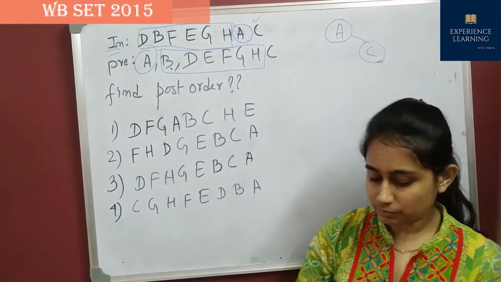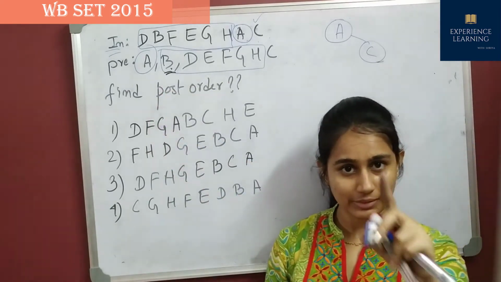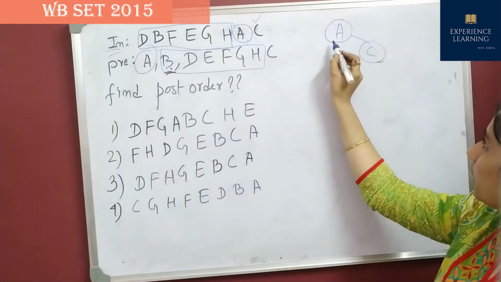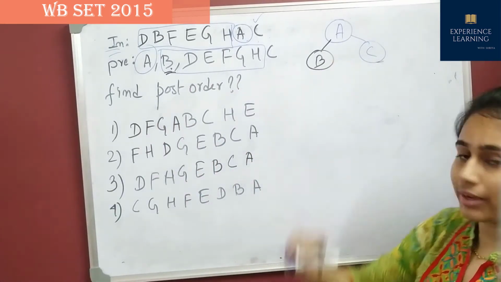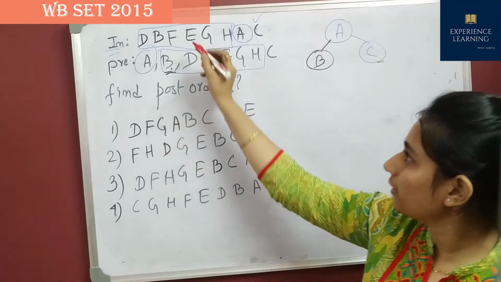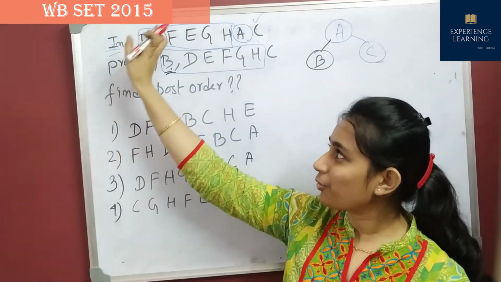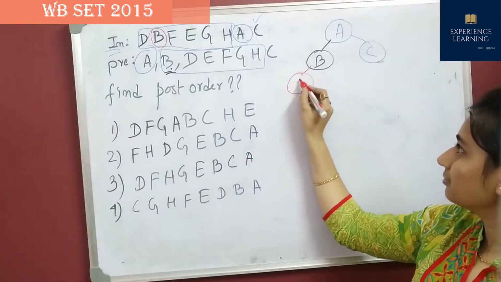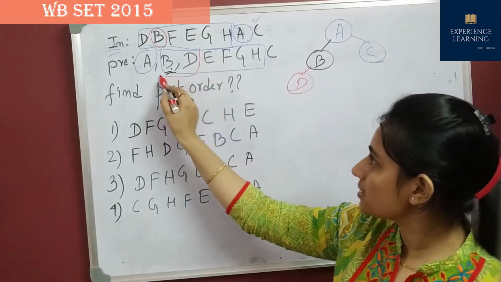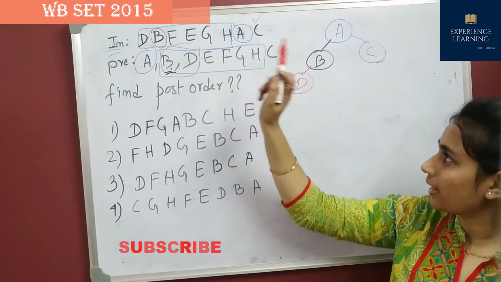Now B is the first one. That means in this subtree B will be the node. Here I am writing B, and now find B in the in-order traversal. B is here, and before B we have this D. Fine. Now we have already placed this B and D. Now we have E, F, G, H.